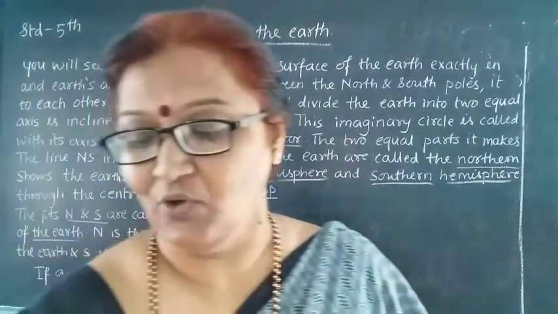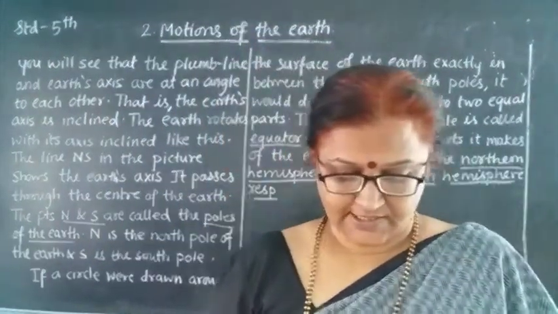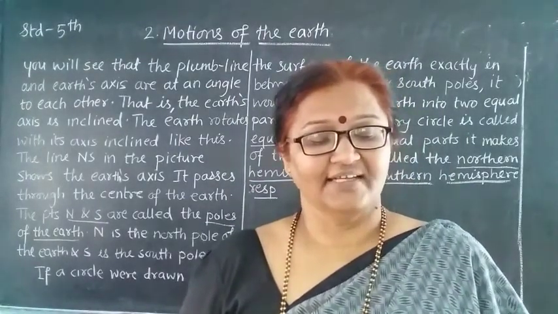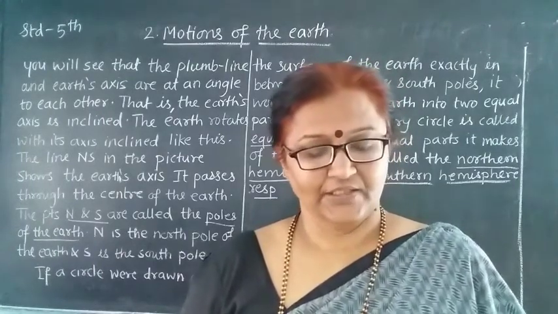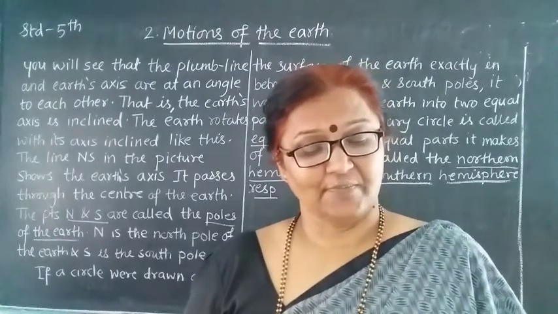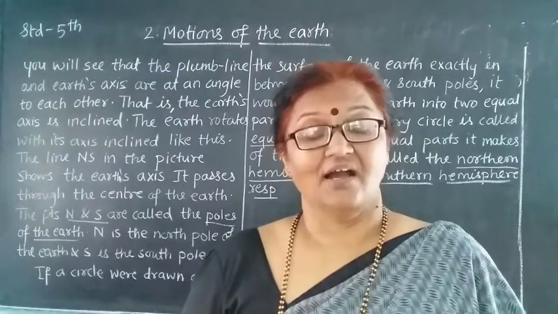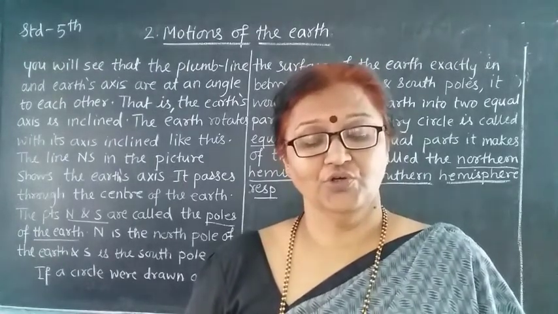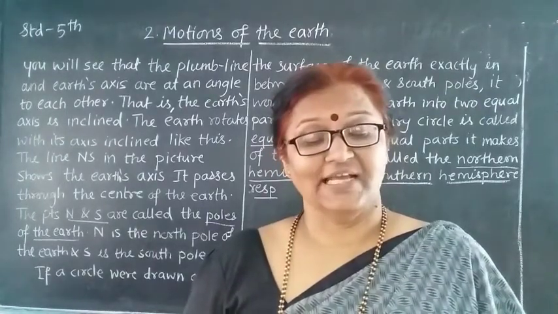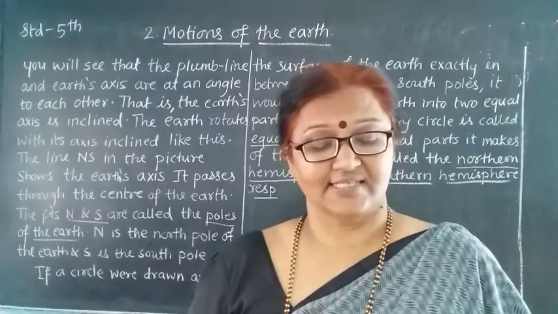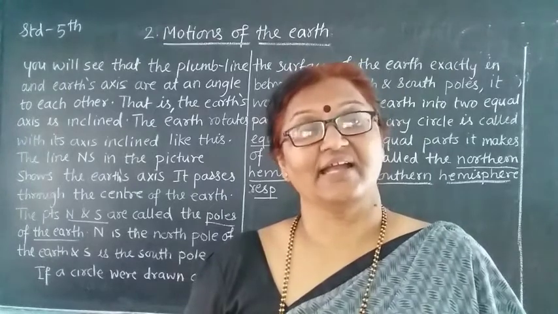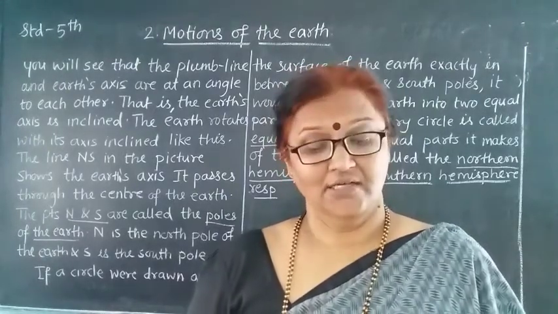Then see in your textbook, try this. Stand a candle in the middle of a large table. Draw a big circle around the candle. Place a globe at a point on this circle. You have to take one point on the circle, and on that point place a globe.